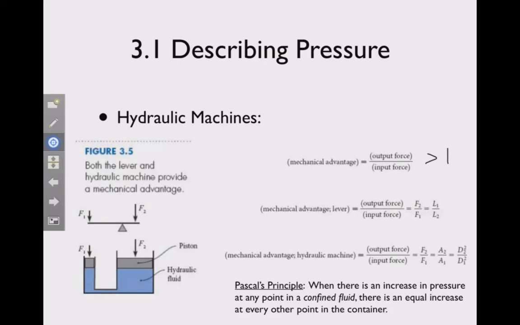This is all predicated upon Pascal's principle, which says that if you cause a pressure increase somewhere, say by pushing down this piston at F1, then that pressure increase in the confined fluid will cause an equal increase in pressure everywhere else in the container. So basically if we increase the pressure here, we're going to increase the pressure over here too. And remember, these are normal forces.